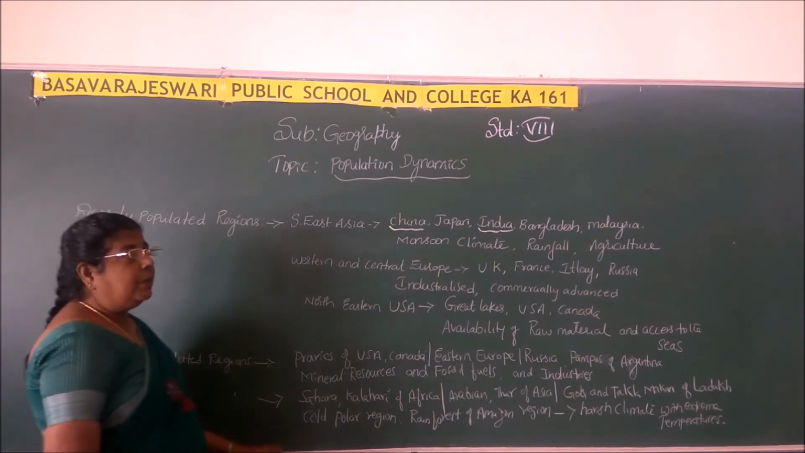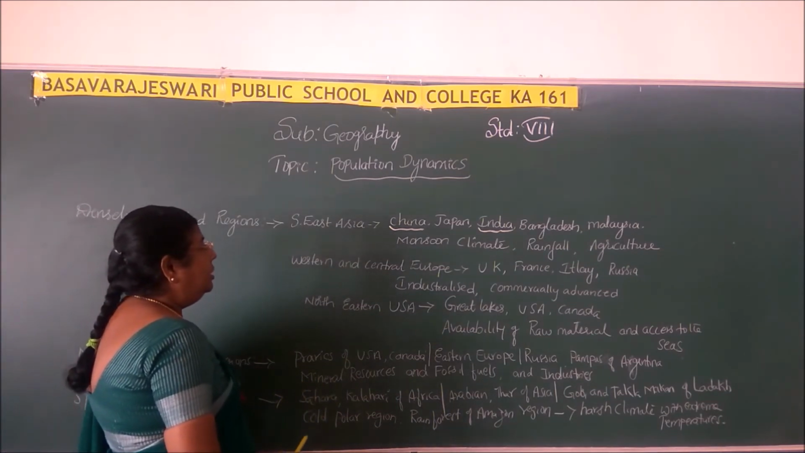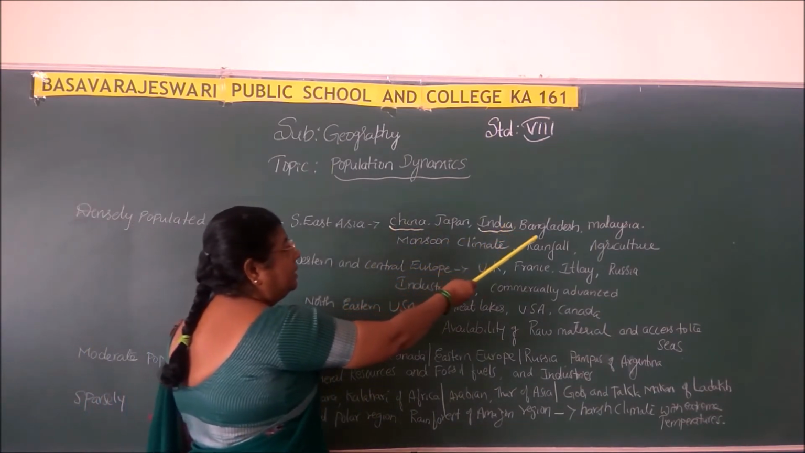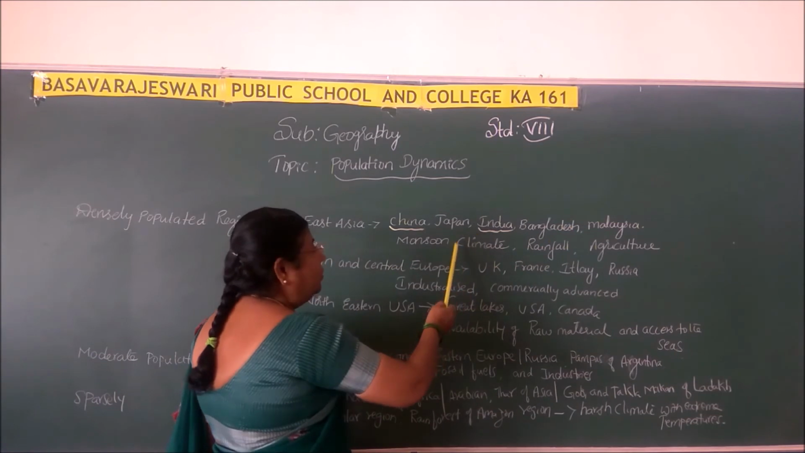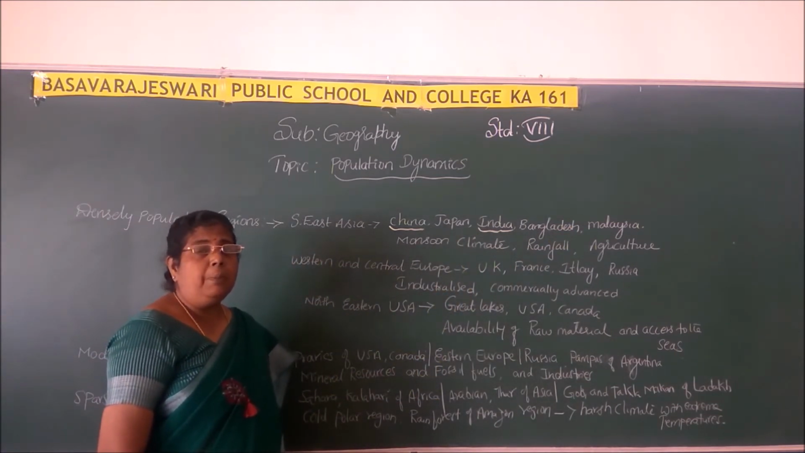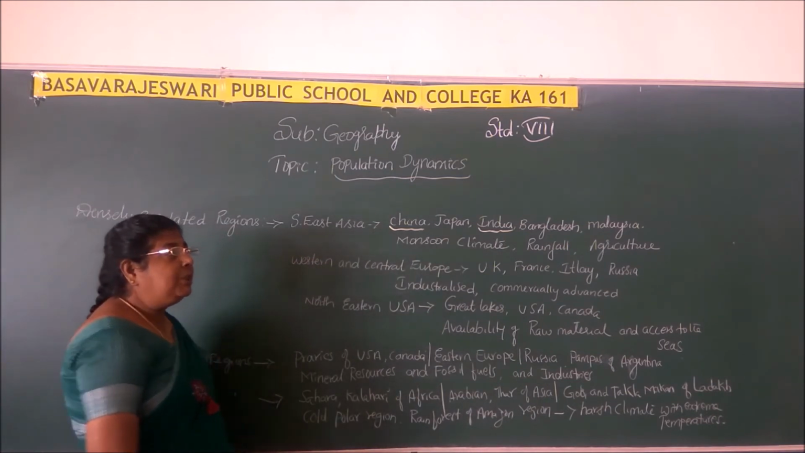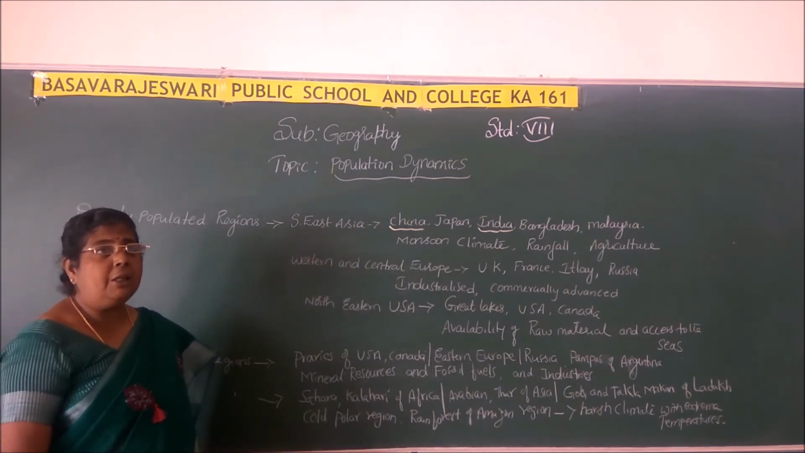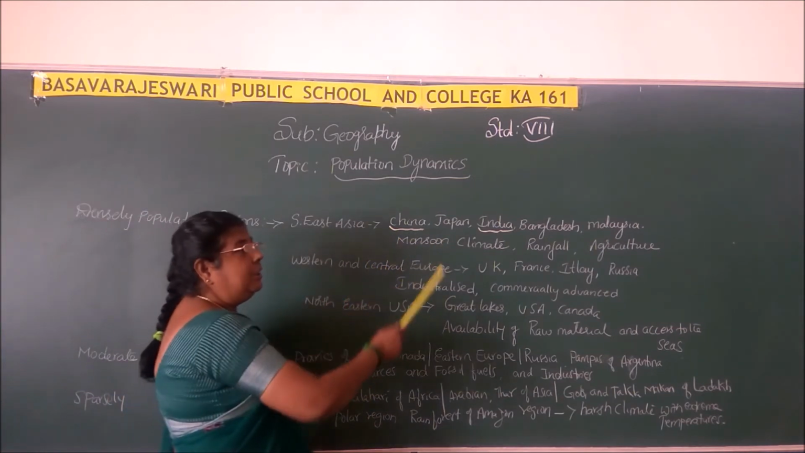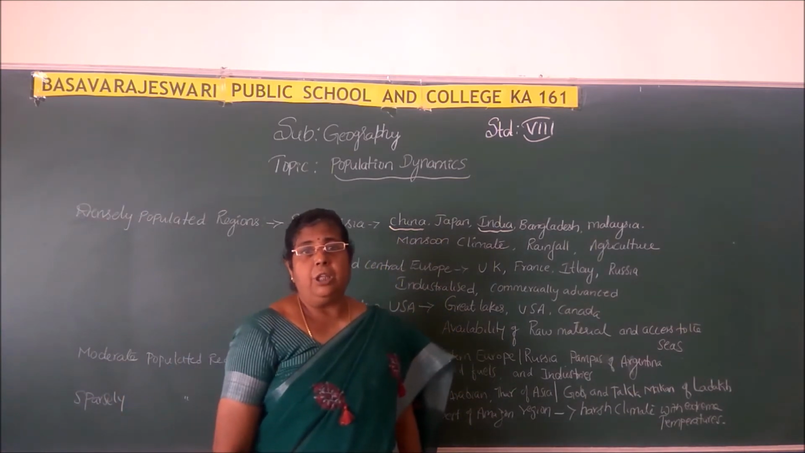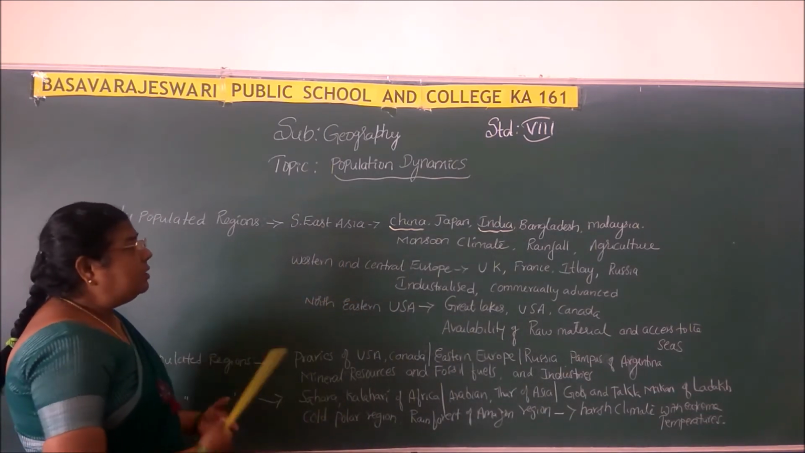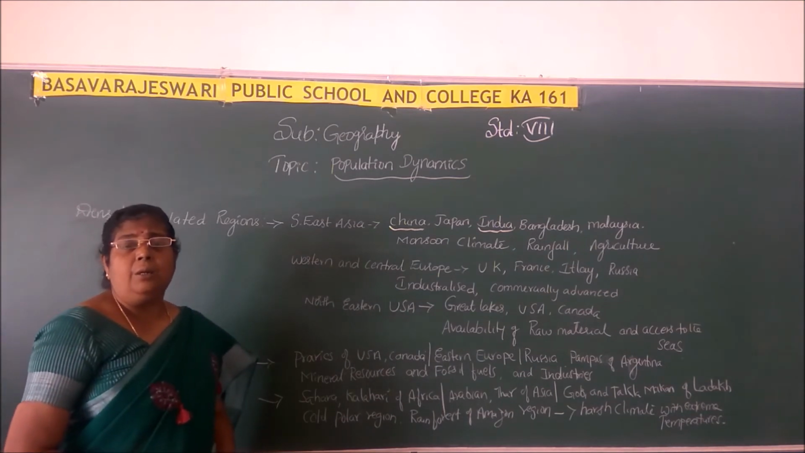So when we come to Southeast Asia, we have China, Japan, India, Bangladesh, Malaysia, and apart from that Pakistan and Taiwan. Those are some important places where the population is thick, that is, the densely populated regions. Among them, China and India are the leading in the population distribution. Clear, children?